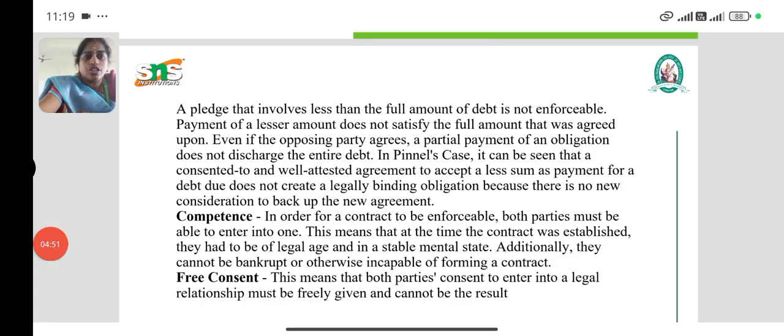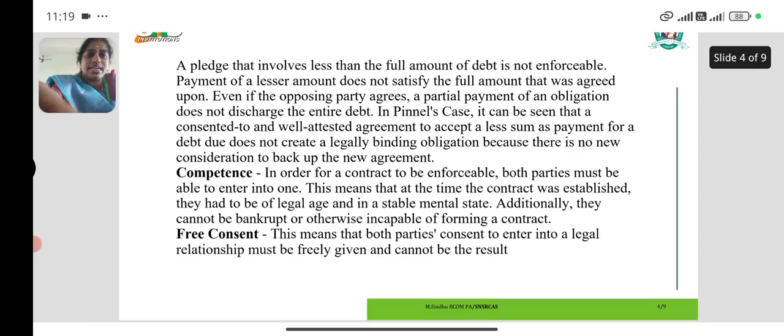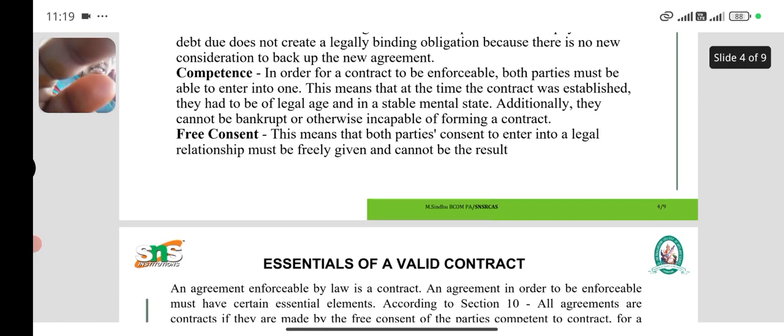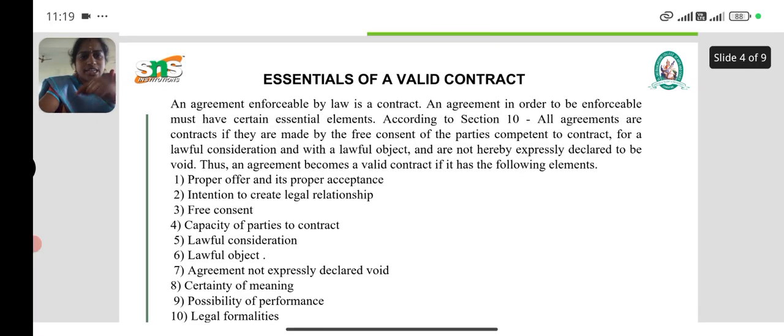Competence. In order for the contract to be enforceable, both the parties must be able to enter into an agreement. This means that at the time the contract was established, they had reached legal age and were of stable mental state. Additionally, they cannot be bankrupt or otherwise incapable of forming the contract. Free consent. This means that consent of both the parties to enter into the legal relationship must be freely given.